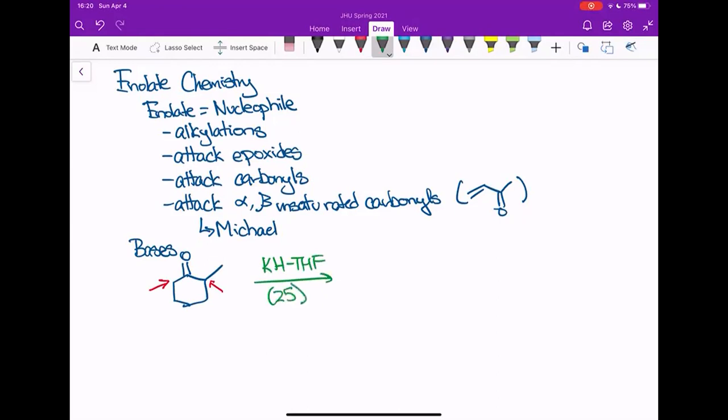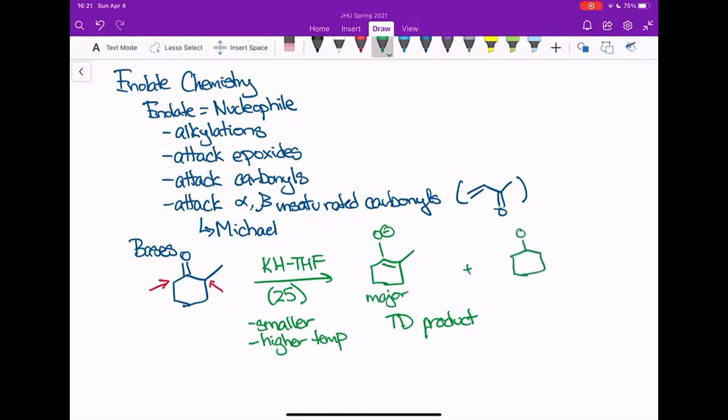this is typically run at about room temperature. Since KH is smaller and it's at a higher temperature, we're going to prefer our thermodynamic control. So that means that when I'm deprotonating, I'm going to end up with the product that gives me the enolate double bond on the more substituted side. So this will be my major product. And then my minor product would be the opposite.